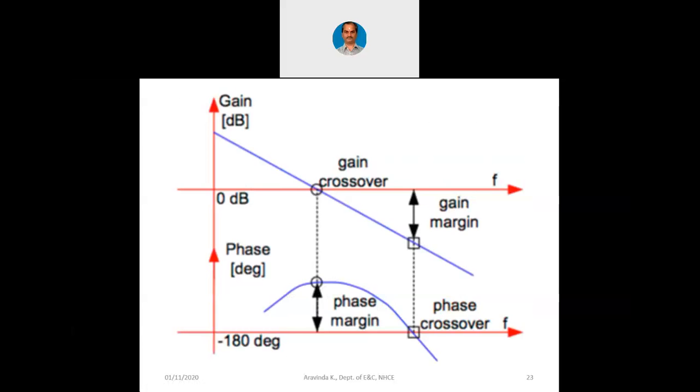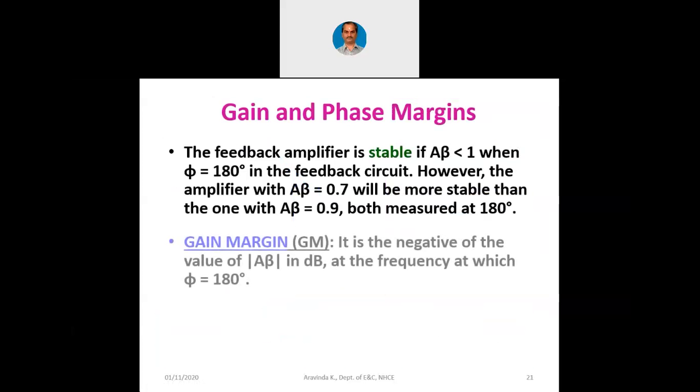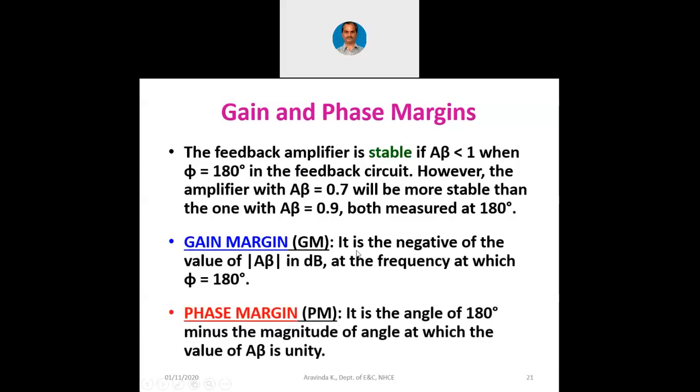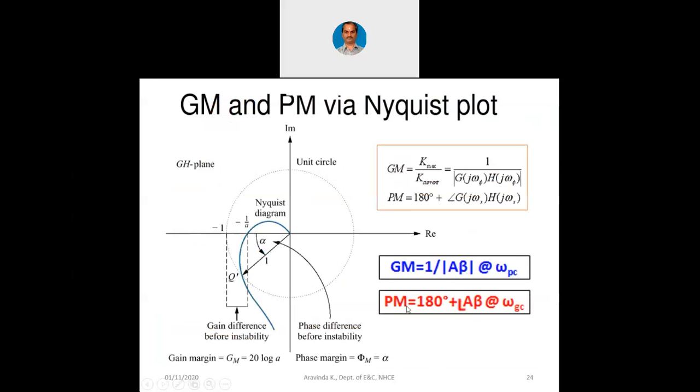Let me show you the definition of GM and PM, which we had done here. You can see here. Gain margin is the negative of the value of mod of A beta in decibels at the frequency at which phi equals 180 degrees. At the same time, phase margin is 180 degrees minus the magnitude of the angle at which the value of A beta is unity. That is what is discussed here in this slide, but in decibels. Gain margin is expressed in decibels.